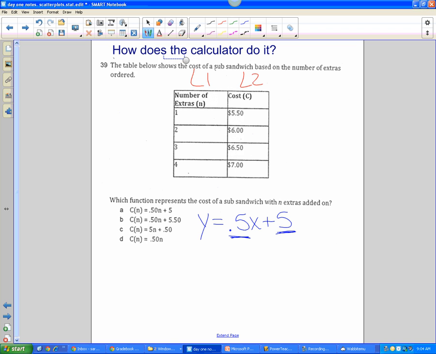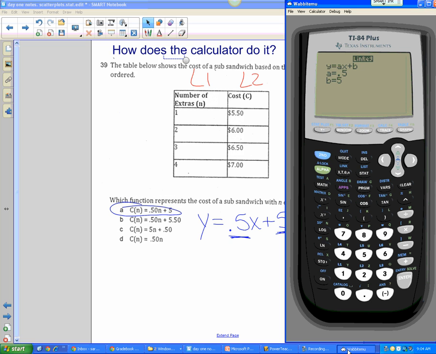All right, so looking at your answer choices, A, B, C, or D? A. All right, 0.50 n plus 5. Any questions on that? Okay.